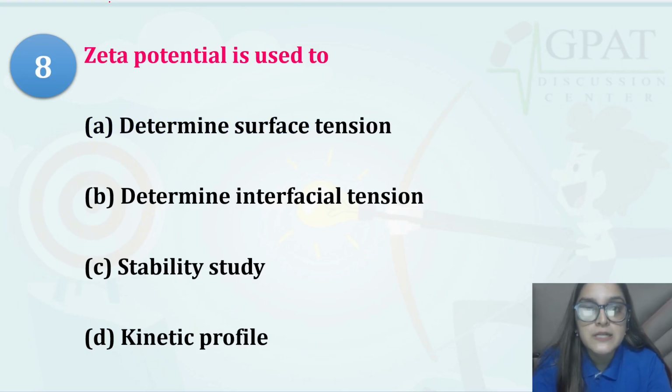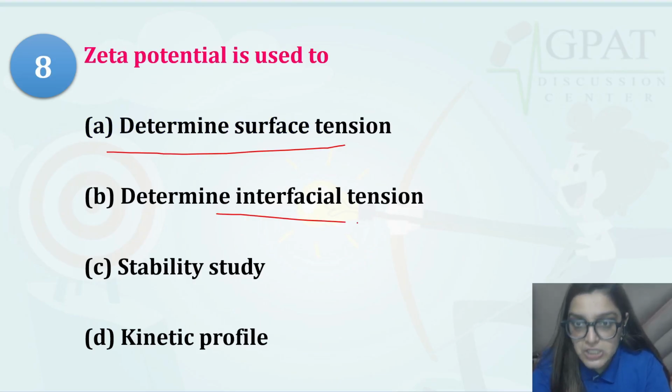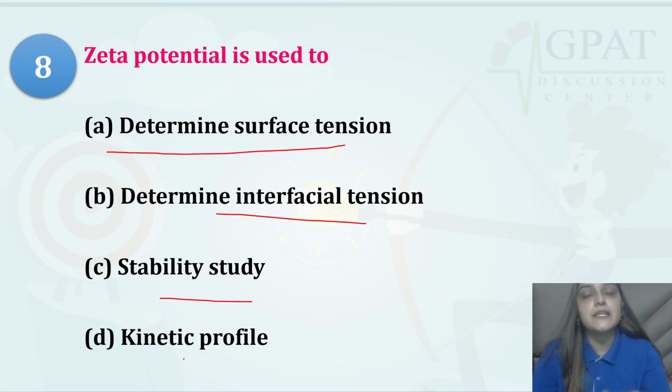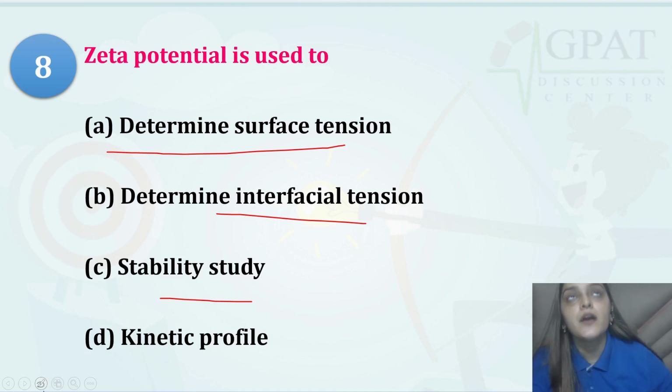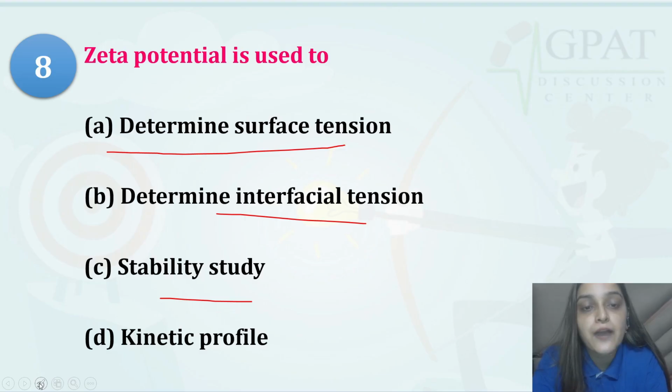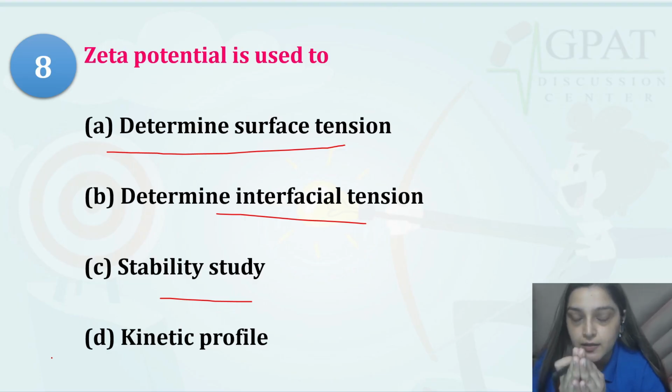Okay, moving on. Zeta potential is used to determine surface tension, interfacial tension, stability studies or kinetic profiles. See, zeta potential is actually potential difference between the two layers, right? Generally these two layers which are separated by the charge, correct? So we have these charge for the purpose of stability. Generally the particles are interacting with each other based on their charge. If the particles have similar charges, they will repel each other. If the particles have dissimilar charges, unlike charges, they will attract each other.